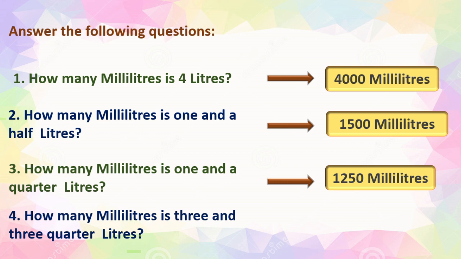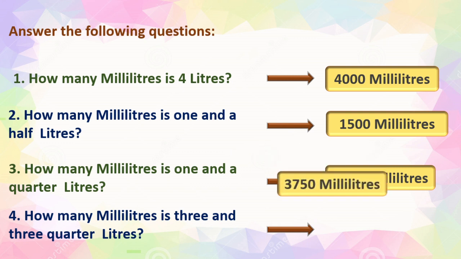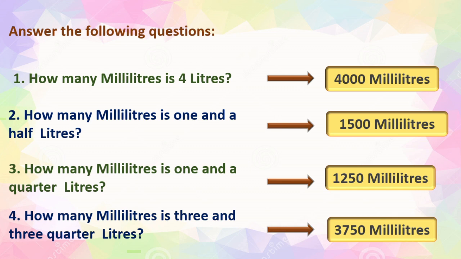The last sum is how many milliliters is 3.75 liters? Yes, we know 3 liters means 3000 milliliters, right? And 3/4, that is half plus quarter, that is equal to 3750 milliliters, isn't it?